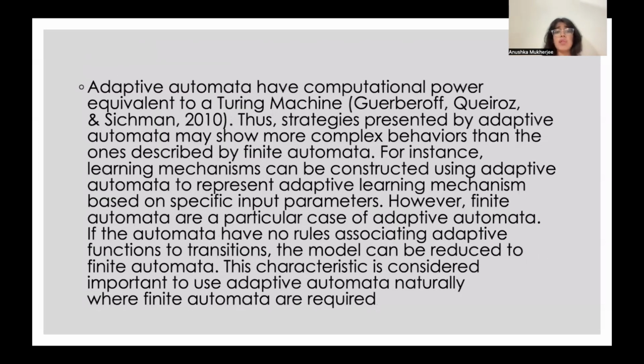Adaptive automata has computational power which is equivalent to a Turing machine. Thus, strategies presented by adaptive automata may show more complex behaviors than ones described by a finite automata. For instance, learning machines can be constructed using adaptive automata to represent adaptive learning mechanisms based on specific input parameters. However, finite automata are a particular case of adaptive automata. If the automata has no rules associating adaptive functions, the model can be reduced to a finite automata. So it is considered important to use adaptive automata naturally where finite automata are required.